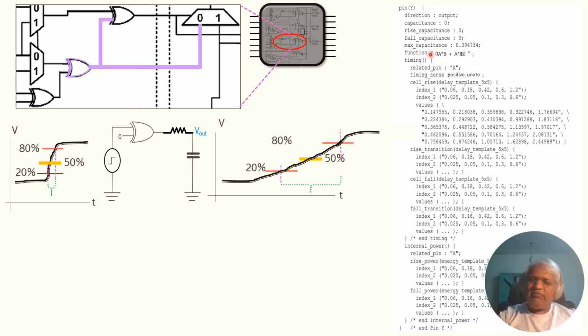That means if I am given more load than that, then my transition will suffer. My 20% to 80% transition suffers, hence the 50% line will differ. So the output delay, the transition delay, will be larger. So we need to arrest that.